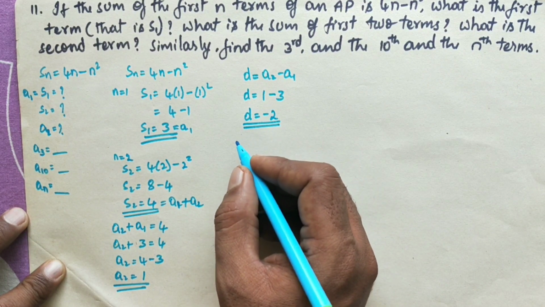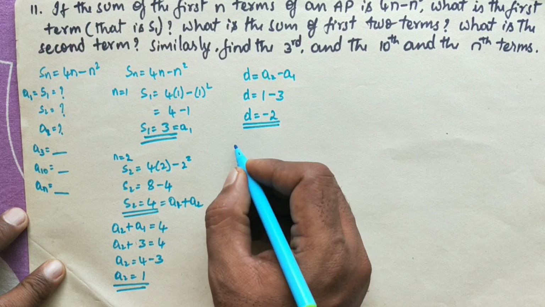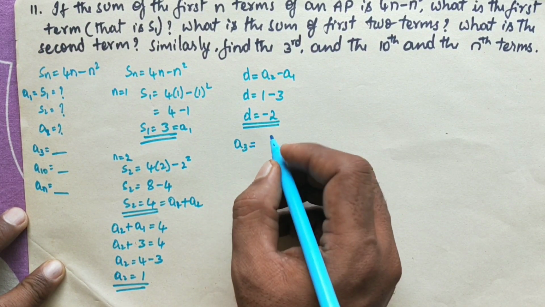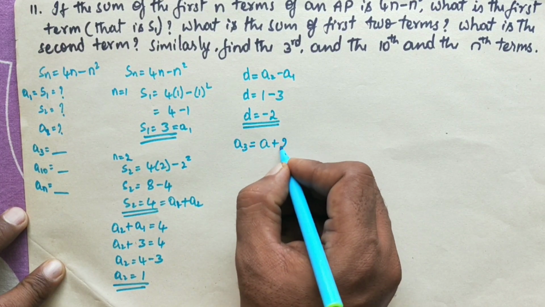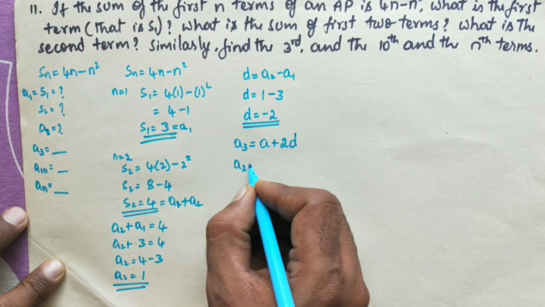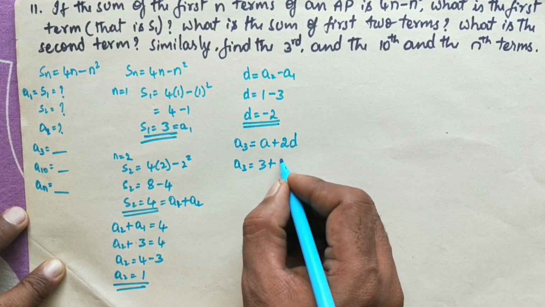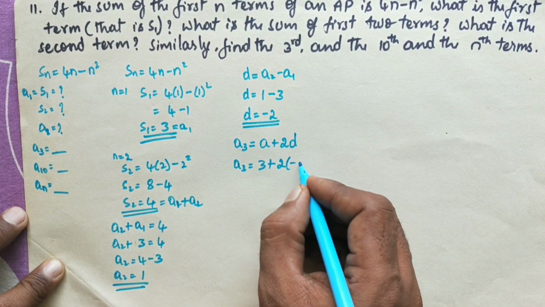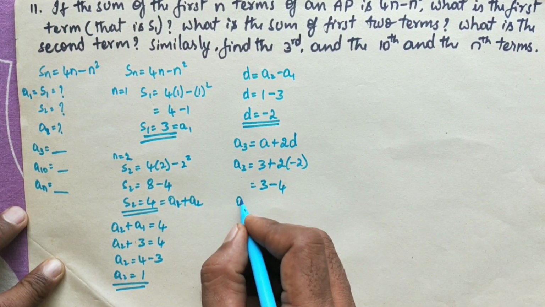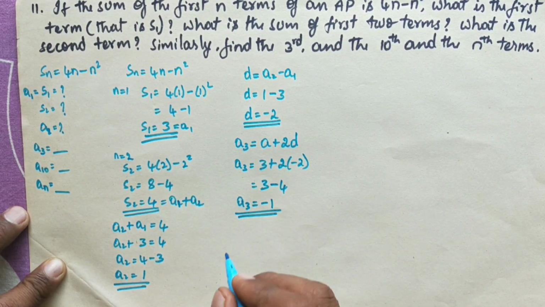Now we will be calculating A3 and A10. A3 is equal to A plus 2D. So A3 is equal to, what is A? A is 3 plus 2 into D. D is minus 2. So 3 minus 4. So A3 is equal to minus 1.